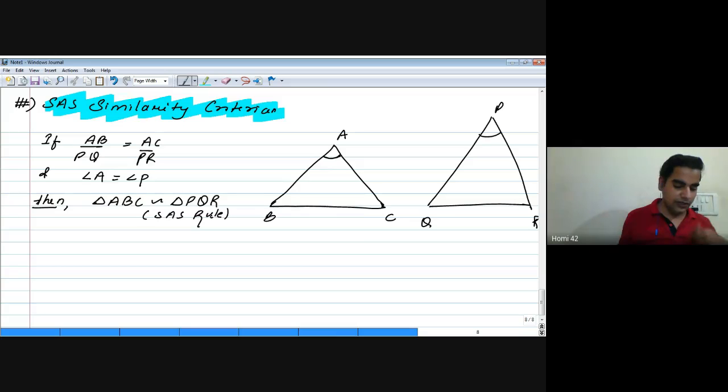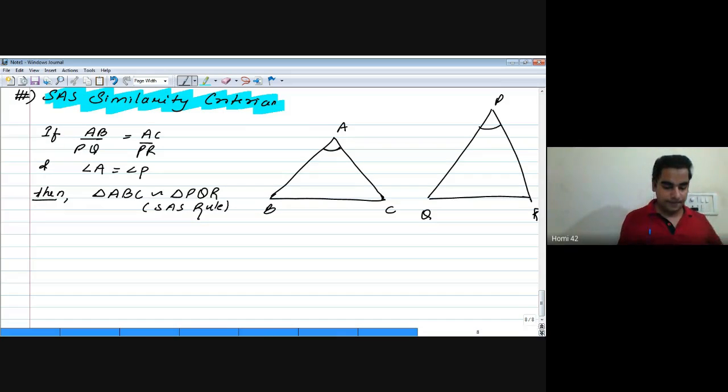Like in which situation you have to use it? I'm not going into the proof. We'll focus more on questions, right? If the ratio of two sides and their included angle is equal, then we say that the two triangles are similar by SAS similarity criteria. So let's focus on the problems then. These are the similarity criteria we have in the syllabus.